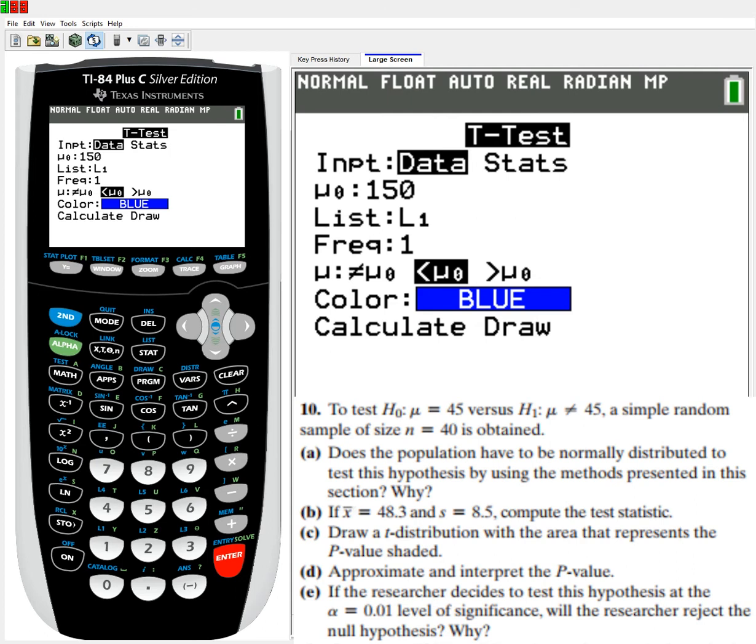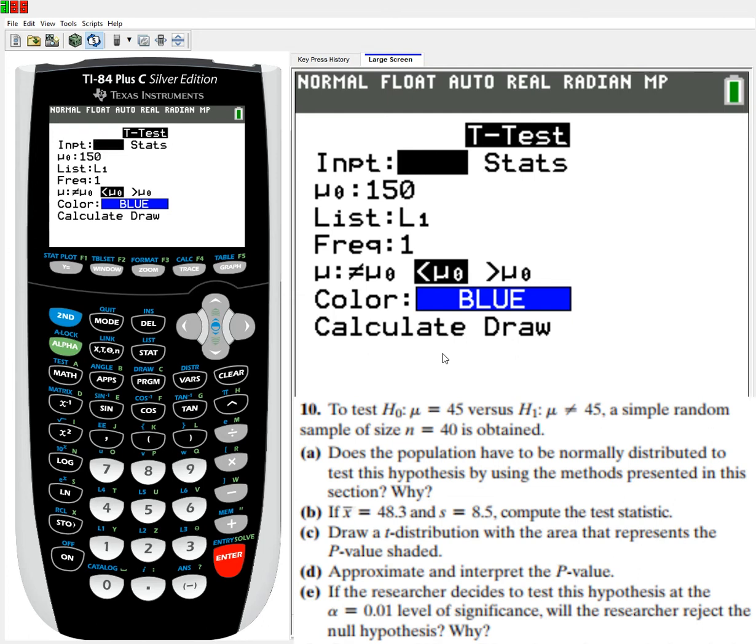Now, for B and D and even E, we're going to be able to do all of those at the same time. We should also be able to do C. So we're going to run through B, C, D, and E all at the same time. B gives us that the sample mean is 48.3 and the sample standard deviation is 8.5, and we want the test statistic. The test statistic in this case is going to be our t-value. If we're running proportions, the test statistic would be the z-value.